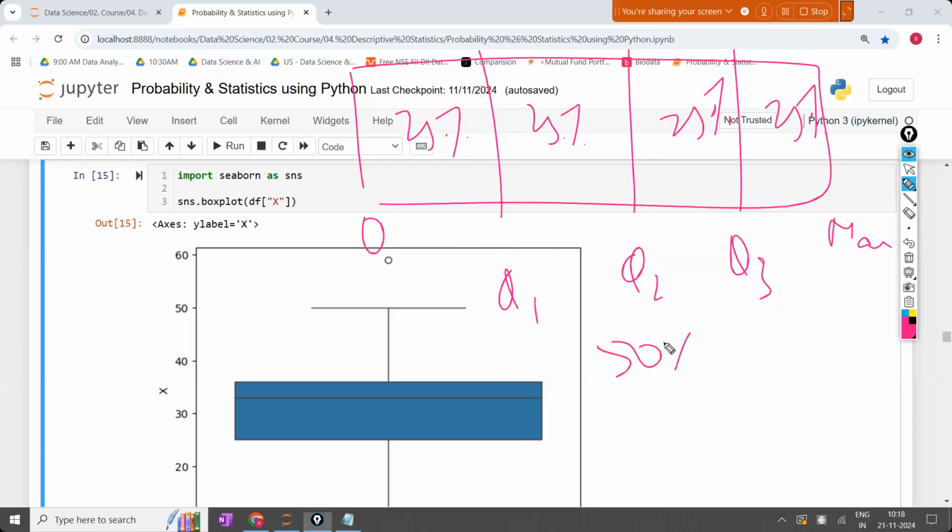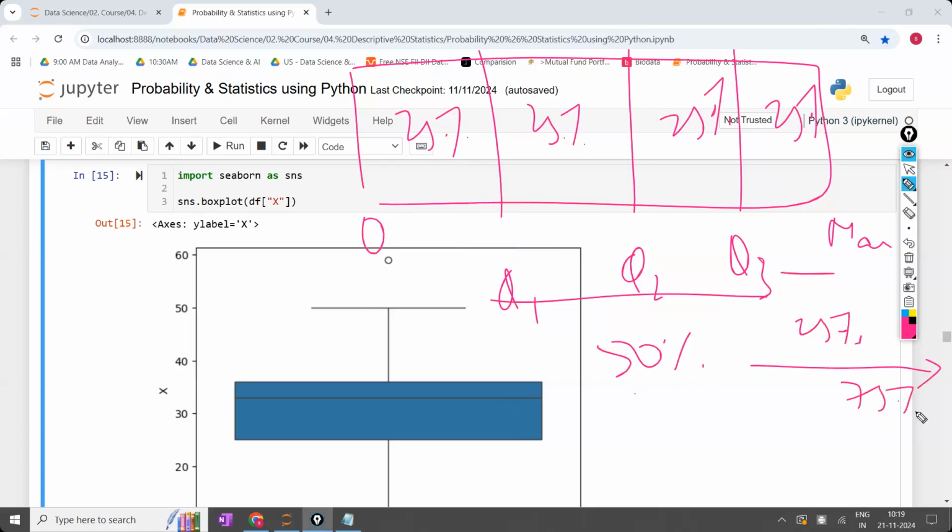50% of the data is between this. Generally from here to here, only 25% should be there. But I'm considering up to 75%. From here to here, I'm taking up to 75% as the maximum value. That is 1.5 into this one. So additionally, I'm adding an additional 50%. Whatever this distance is, for this one I'm adding an additional 50%. Basically, 1.5 into IQR means 1.5 times of 50%.